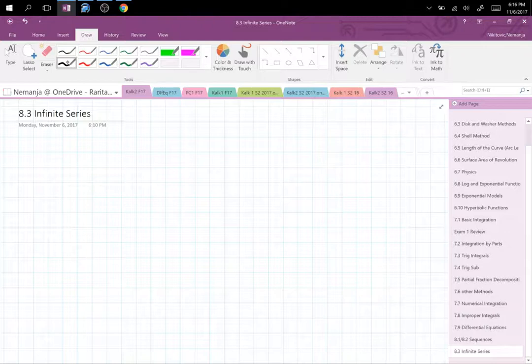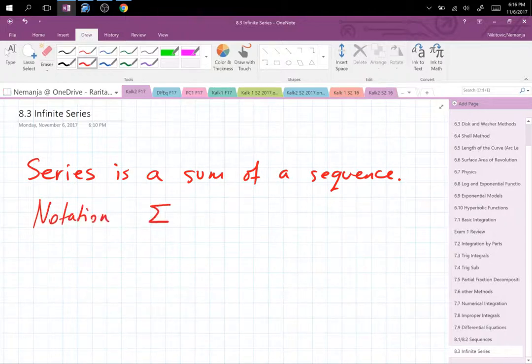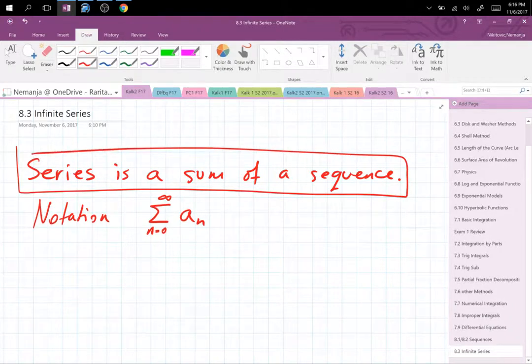You use commas. Now we define a series. A series is a sum of a sequence. Notation: the symbol for sum, from let's use n, n goes from 0 to infinity of a_n. So a series is a sum of a sequence.